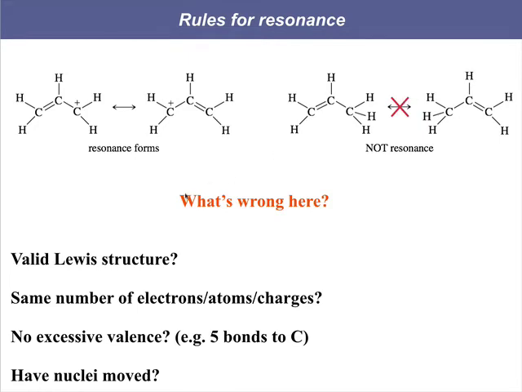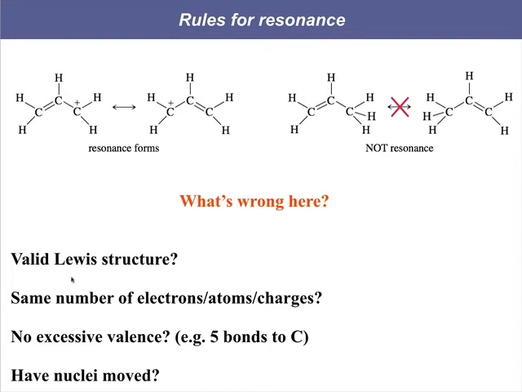Now, are both of these valid Lewis structures? It might take you a few minutes to go over them and calculate all the valence electrons and count them up and figure out formal charges. But I'll go ahead and tell you that yes, both of these structures are valid Lewis structures. So that's not the problem.